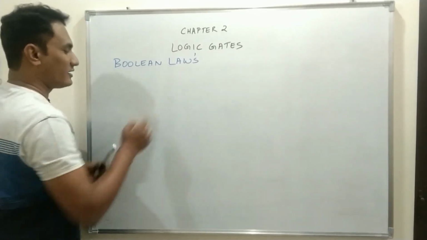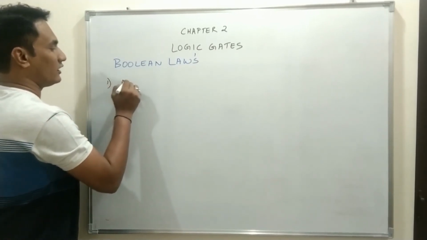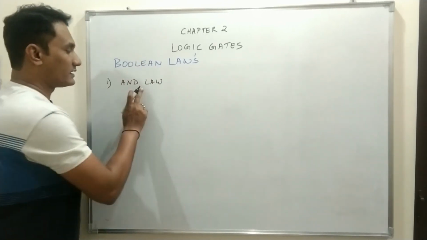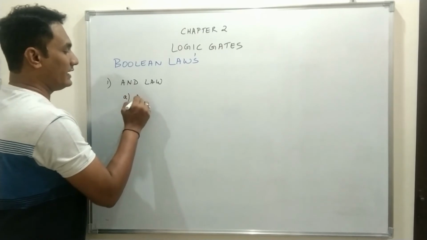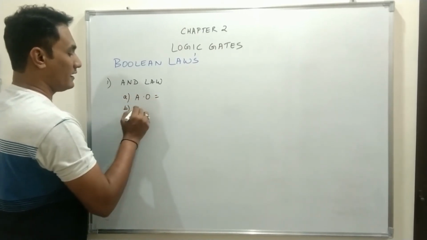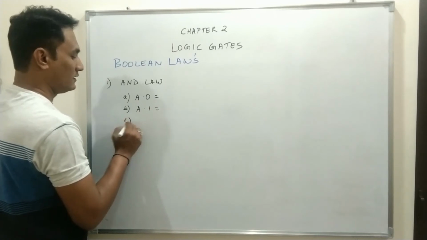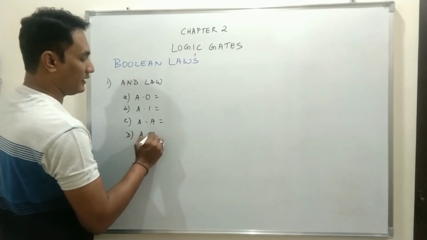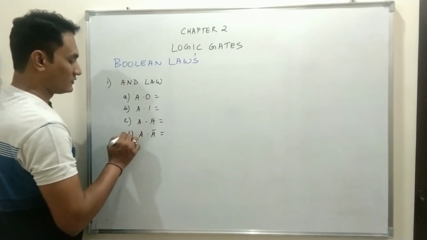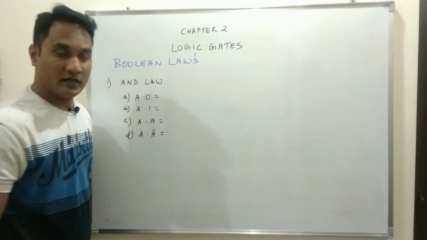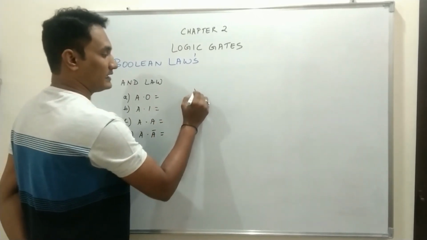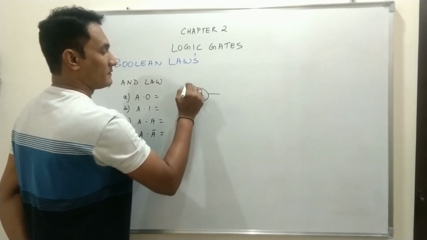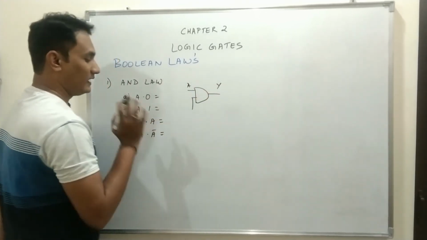Under the heading of Boolean law, the first law which we will try to understand is called AND law. Under the heading of AND law, there are four: A dot 0, A dot 1, A dot A, and A dot A bar. So under the heading of AND law, these four laws have to be understood. So I'll just draw an AND gate. This is A, this is Y, and let this be the other variable.